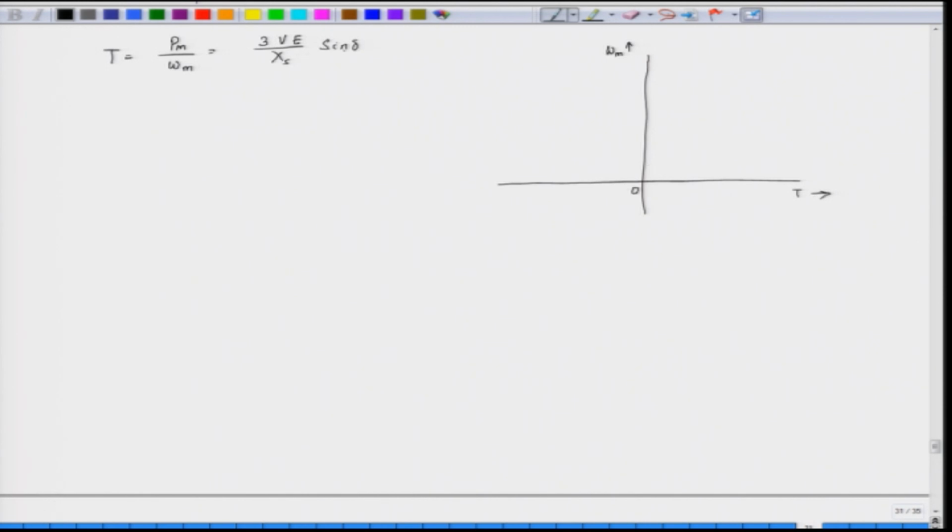Now, the torque is independent of the speed, here the speed is constant. So, the speed is constant and torque is not a function of the speed, it almost remains constant. So, we have a constant speed motor. So, this is omega ms, the synchronous speed. So, speed here is constant.